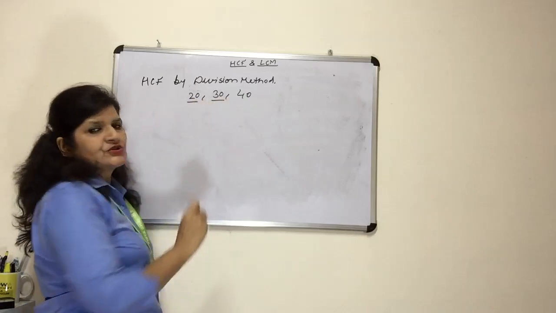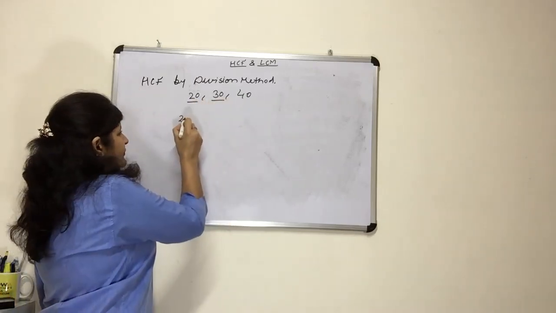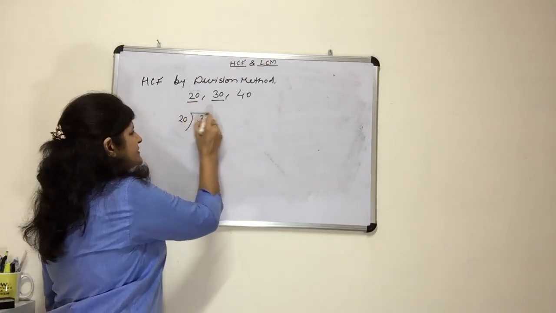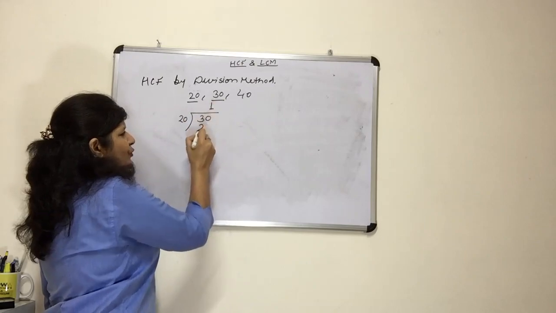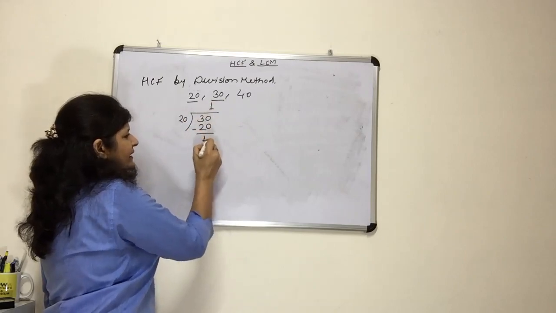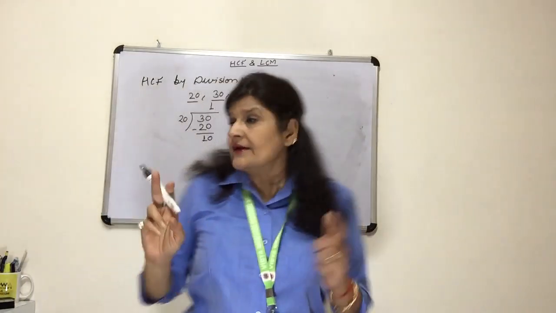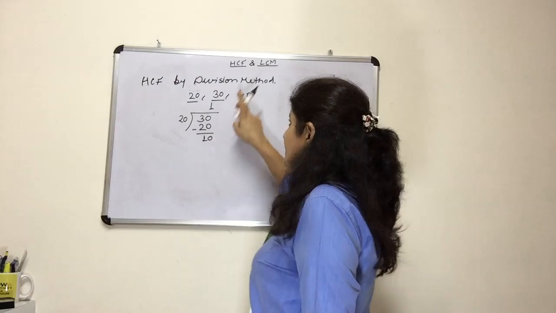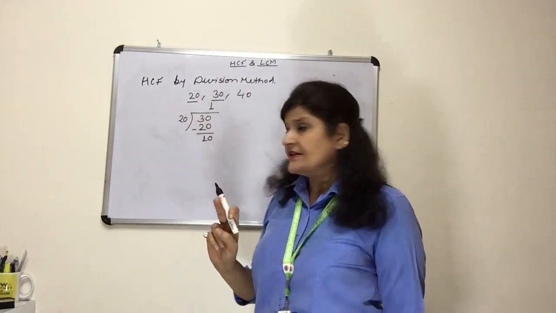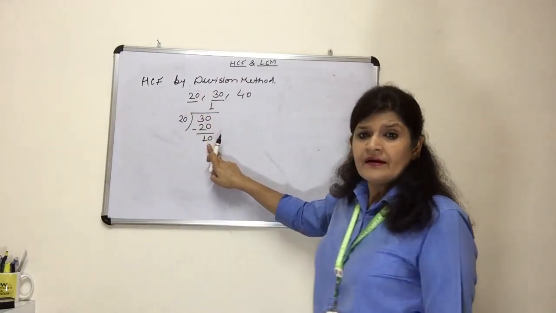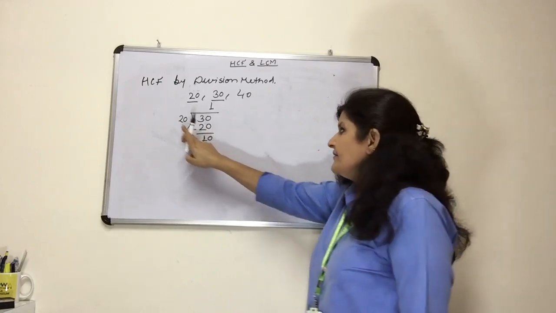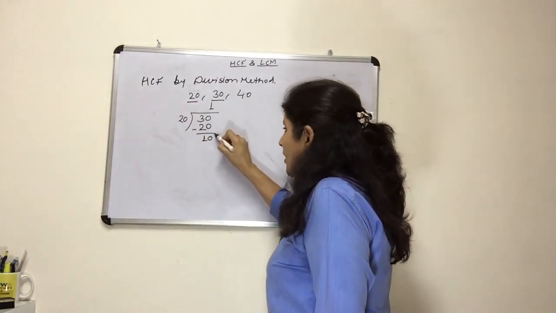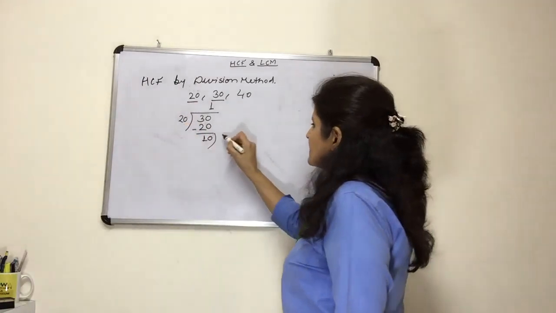First of all, we will opt for these two numbers. And this 20 is smaller than 30, so we will divide this 30 by this 20. So 20 ones are 20, 10 is the remainder. Now just understand, always remember, it is the remainder. When we opt for the division method of HCF, every time the remainder becomes the divisor and the divisor becomes the dividend. So whatever we get here, 10, now we will divide this 20 by this 10.